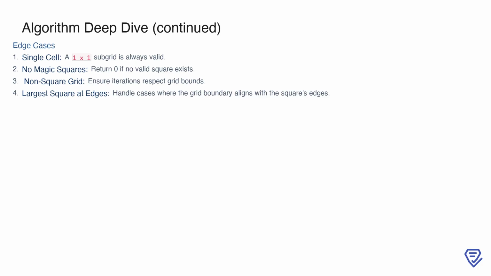For example, if the bottom or right boundary of the grid coincides with the square's edges, we must ensure that all computations, including diagonal checks, remain within the grid's valid range. Accounting for these edge cases guarantees the robustness of our algorithm across all possible inputs.